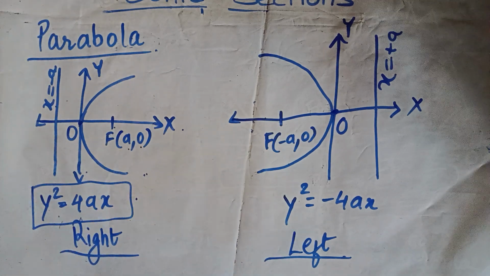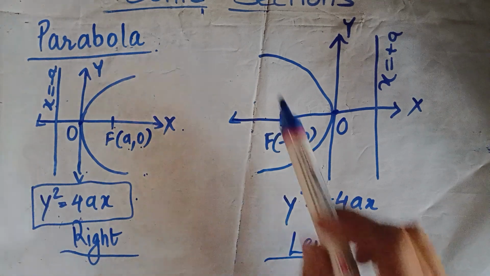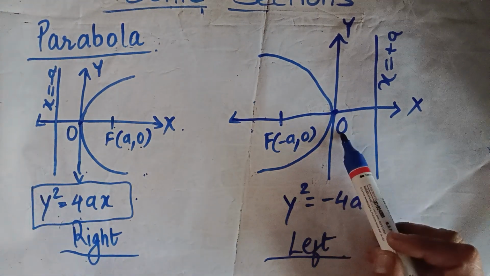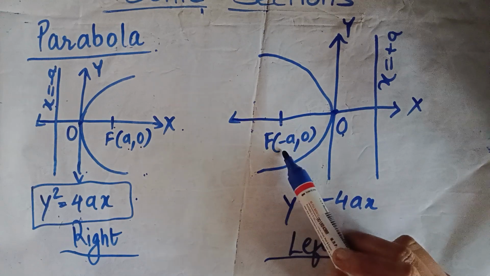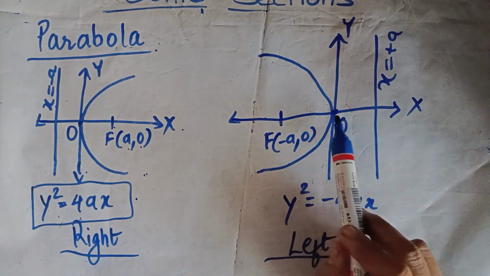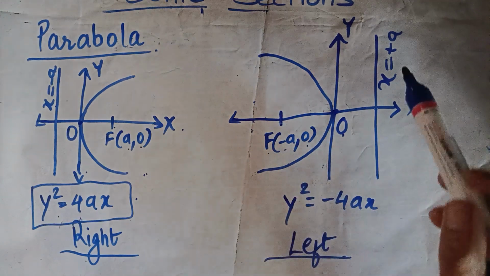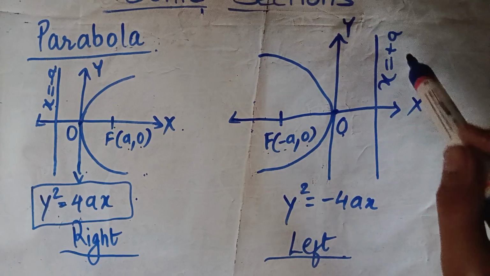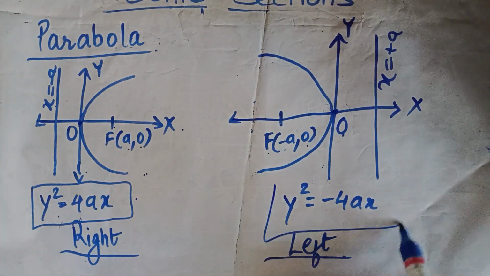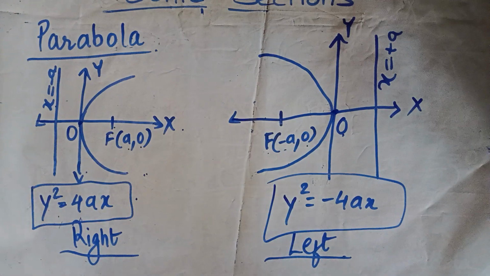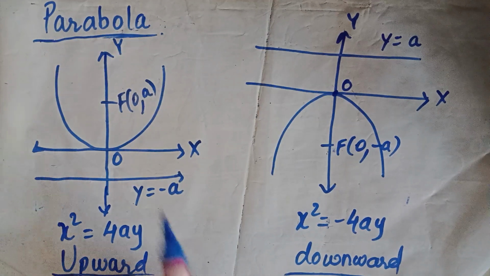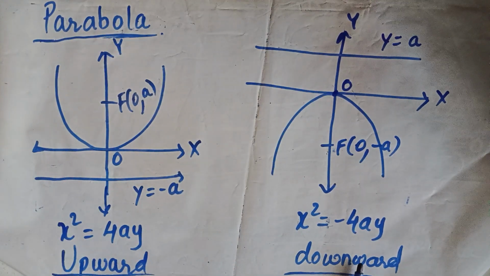Okay, and for the left parabola, here the vertex is at the origin. Okay, and this focus is a point on the negative x-axis. So this is (-a, 0), and the directrix is positive, that is x equal to plus a. Okay, then the equation is y square equal to minus 4ax. So like this we have the upward parabola and the downward parabola.